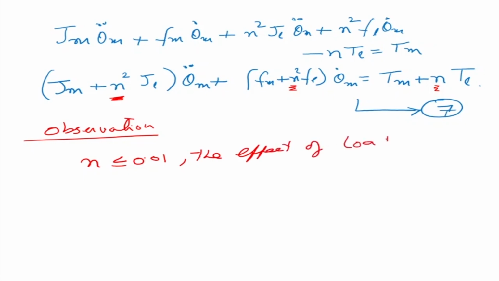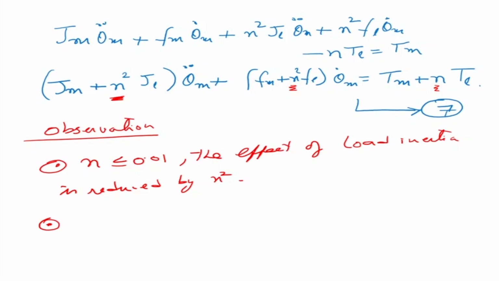The effect of load inertia is reduced by n squared. So this is a very, very important observation, and it also tells us why a linear control system works. Theoretically it should not be working, but it does work, essentially because of this gear ratio being there.